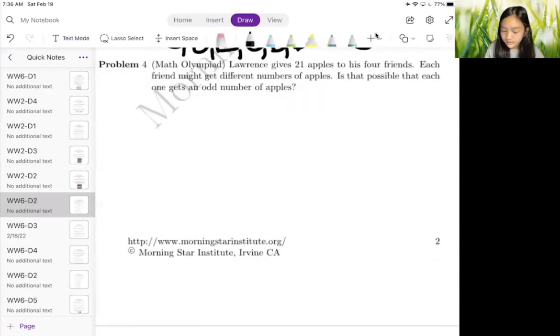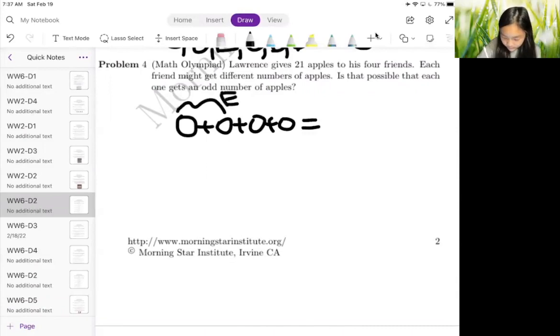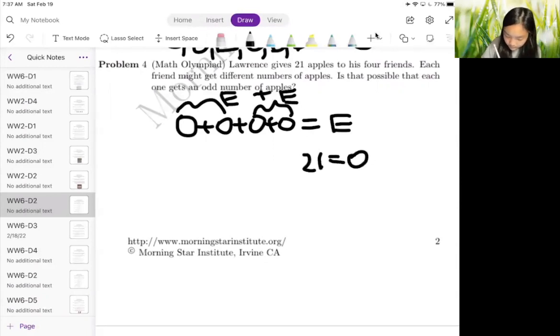Problem 4. Lawrence gives 21 apples to his 4 friends. Each friend might get different numbers of apples. Is it possible that each one gets an odd number of apples? It's asking if all of them can have an odd number of apples. So it's basically asking odd plus odd plus odd plus odd equals what? Odd plus odd is even, and then these two odds added together are also even, and even plus even is even. And 21 is odd, so it is not possible.